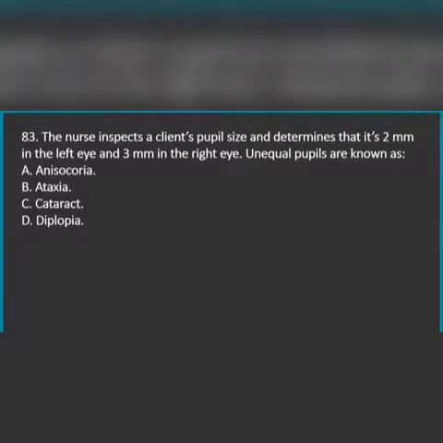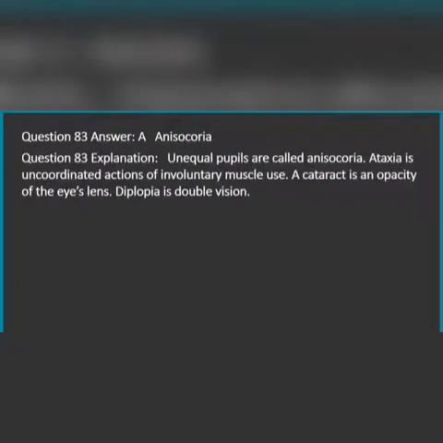Question 83. The nurse inspects a client's pupil size and determines that it's 2 mm in the left eye and 3 mm in the right eye. Unequal pupils are known as A. Anisocoria, B. Ataxia, C. Cataract, D. Diplopia. Question 83 Answer: Anisocoria.